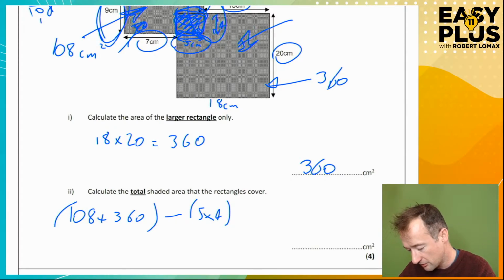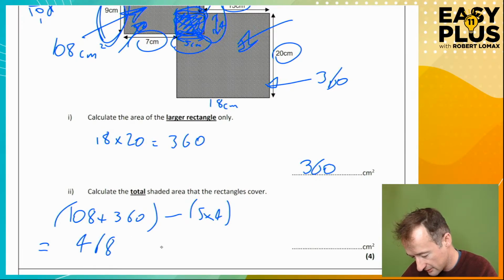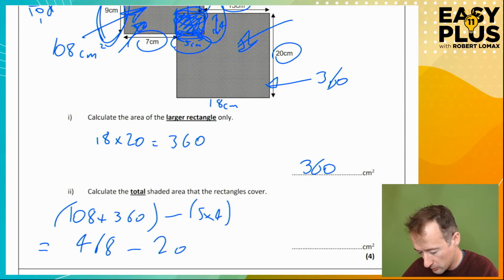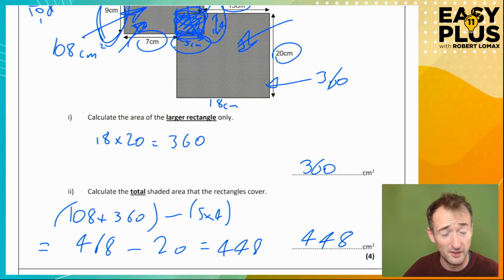So we've got 360 plus 108. What is that? Well, that's actually quite easy because it's 460 plus 8. 468 minus 5 times 4, which is 20, is 448, isn't it? So it's 448 centimeters squared. I didn't actually work these out in advance to check them, so I really hope that I am correct.